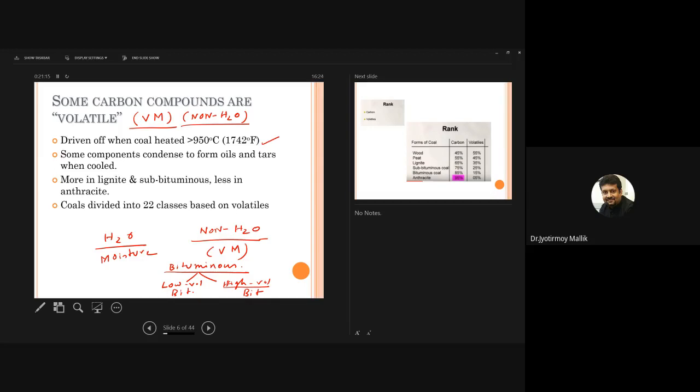Coals are divided into 22 classes based on volatiles, but you don't have to essentially know about them. But you can simply remember low volatile bituminous and high volatile bituminous. That will be enough for you.